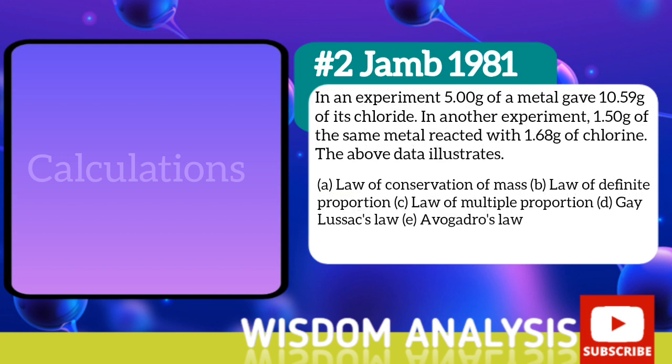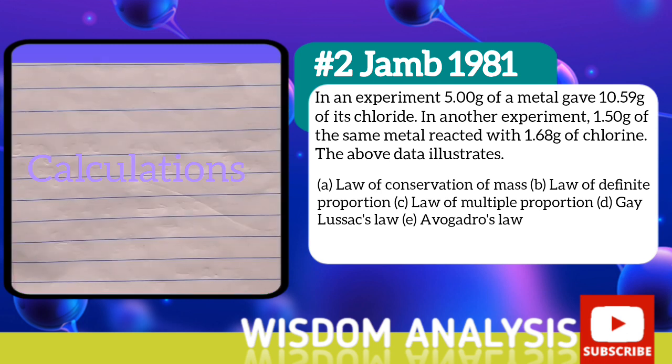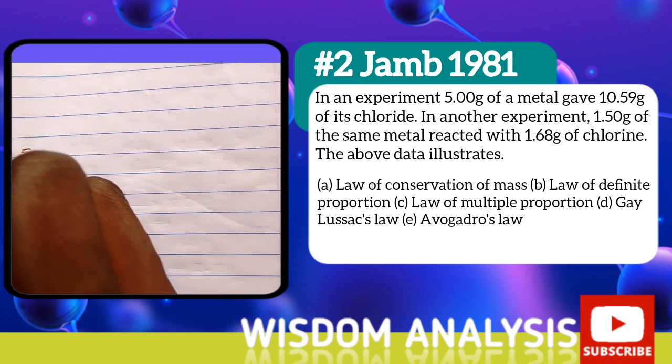So our next question is also from JAMB 1981. In an experiment, 5.00 gram of a metal gave 10.59 gram of its chloride. In another experiment, 1.50 gram of the same metal reacted with 1.68 gram of chlorine. The above data illustrates: A, the law of conservation of mass; B, the law of definite proportion; C, the law of multiple proportion; D, Gay-Lussac's law; E, Avogadro's law.